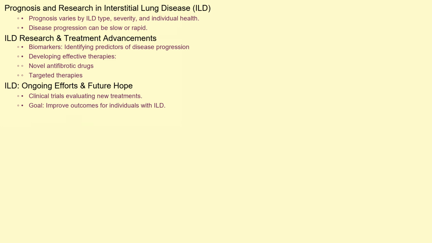Recent research has focused on identifying new biomarkers to predict disease progression and developing more effective therapies, including novel antifibrotic drugs and targeted therapies. Clinical trials are ongoing to evaluate these new treatments and improve the outcomes for individuals with ILD. The hope is that continued research will lead to more effective ways to treat and even prevent this debilitating lung disease.